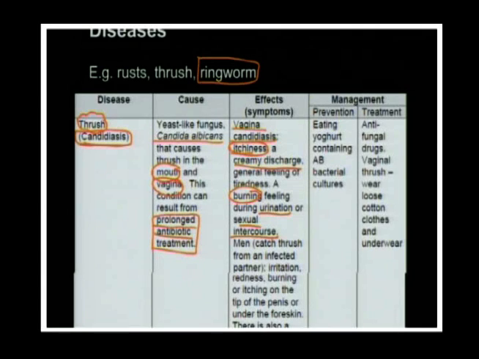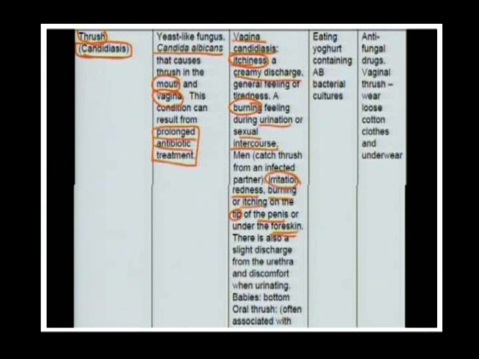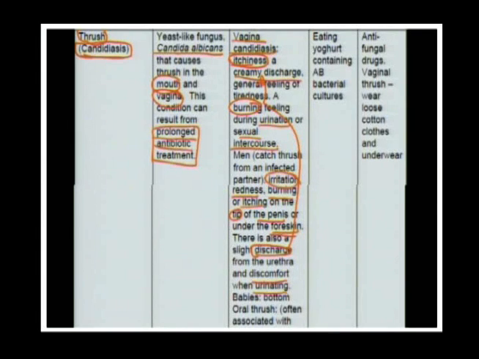If a male gets it, what you'll find is an irritation, redness, burning, itching on the tip of the penis, or it can occur under the foreskin. This itching and general discomfort is also accompanied by a slight discharge, and in both cases, the male and the female, the discharge does have a smell to it. The male will also experience discomfort when urinating.